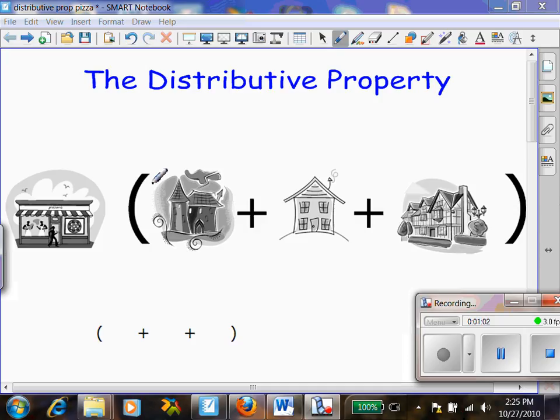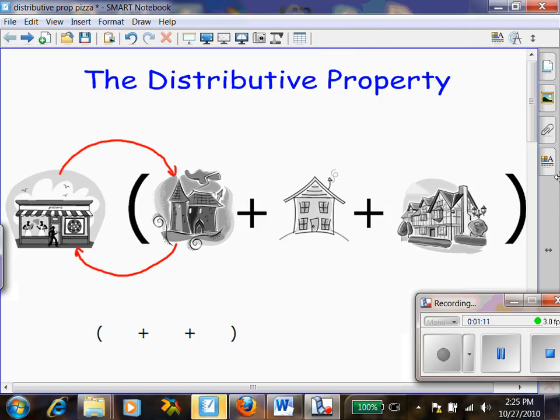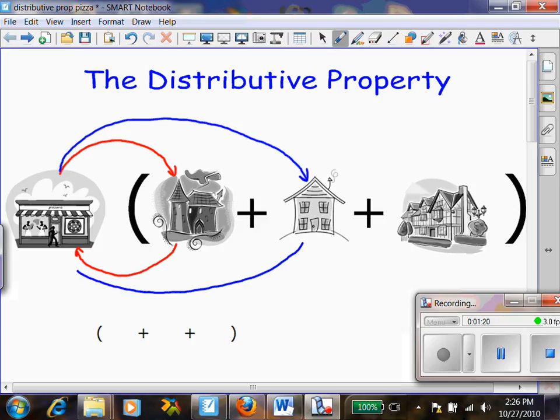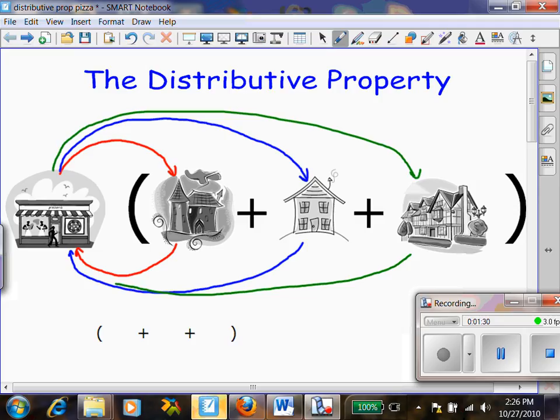So if he starts off at the pizza place, he'll deliver to the first house, and then head back, and while he's heading back, house number 2 calls. So then he'll pick up that order from the pizza place, go to house number 2, and while he's on his way back to the pizza place, then, of course, house number 3 calls. So he'll go to house number 3, and then he's got to make his way back to the pizza place.